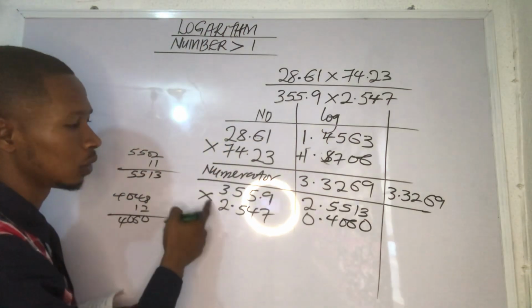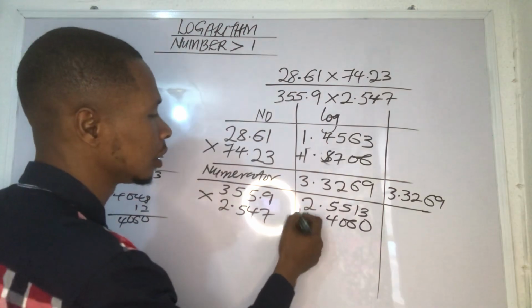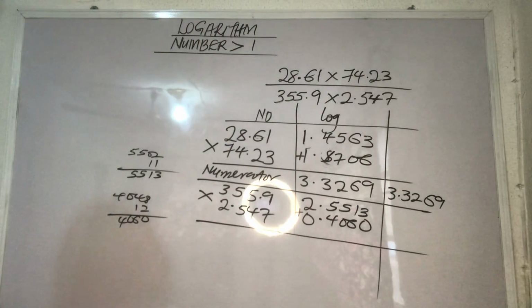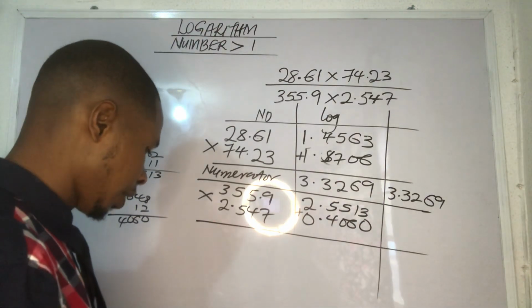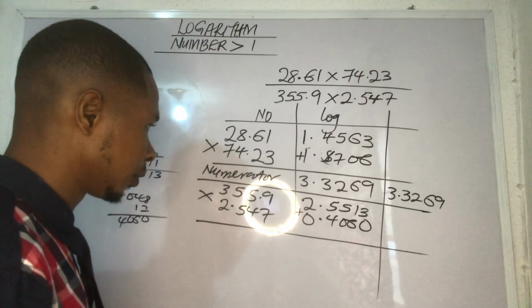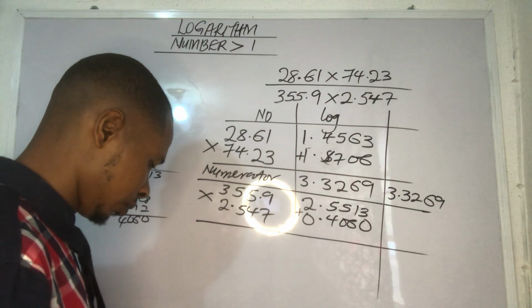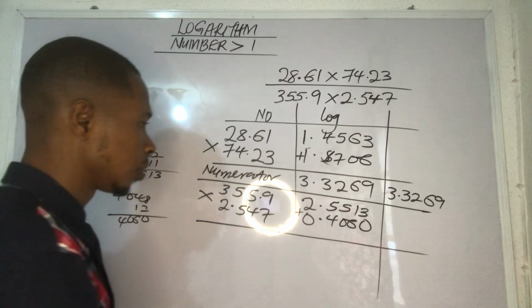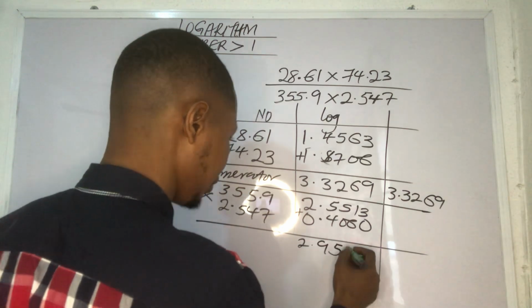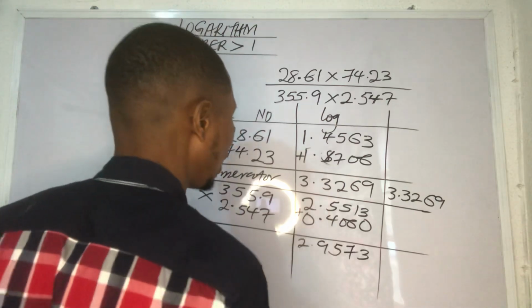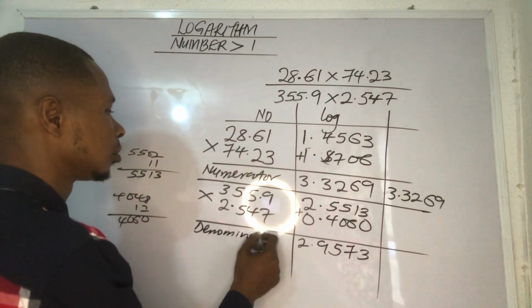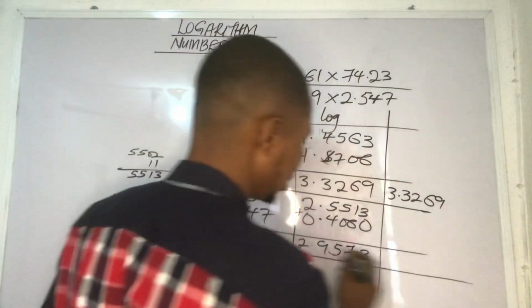Since between this number and this one I'm multiplying, I will add here. If I add in this case, what do I have? I have 2.5513 plus 0.4060. And that will give me 2.9573. And that's everything in the denominator. So I'll write denominator here, and take this to this side. That's 2.9573.